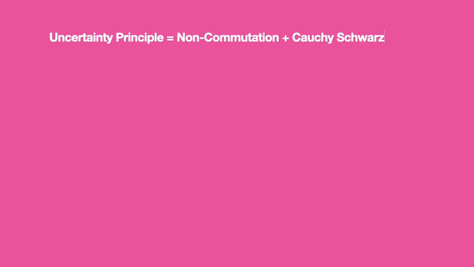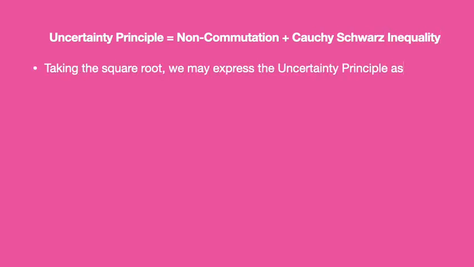Now the uncertainty principle, the way I wrote it in the previous slide, we can just take the square root of that expression and rewrite it in the form of 2 times the standard deviation in the observable A times the standard deviation for the observable B is greater than or equal to the square root of the expectation value of the commutator of A, B in the state psi.